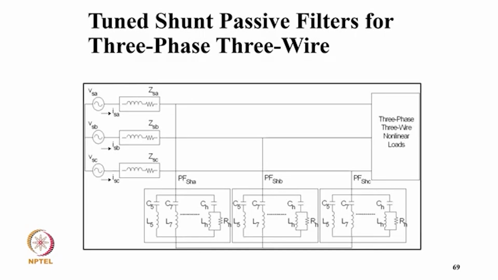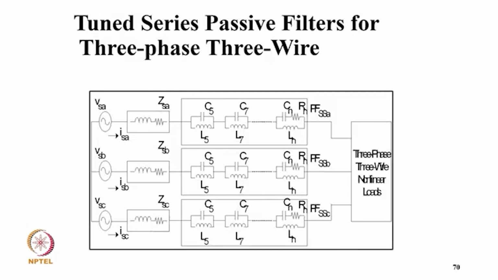So these are typically, you can call it, three tuned shunt passive filters for three-phase, three-wire system. I mean, you have a 6 pulse converter. So this is, you have a 5th, 7th, and then high pass filter. You can have many combinations, as it is how they are connected together.